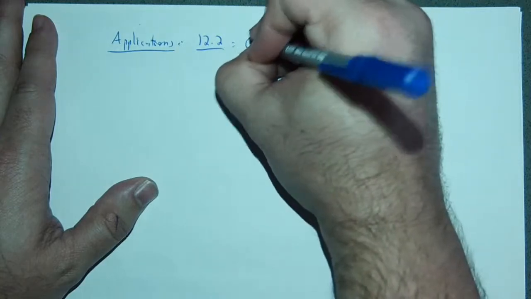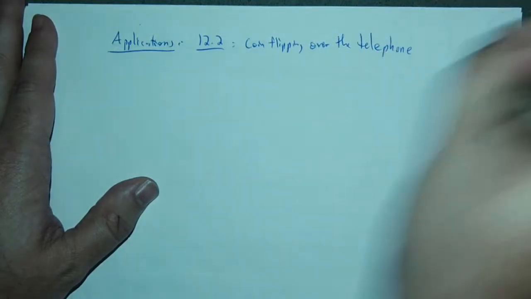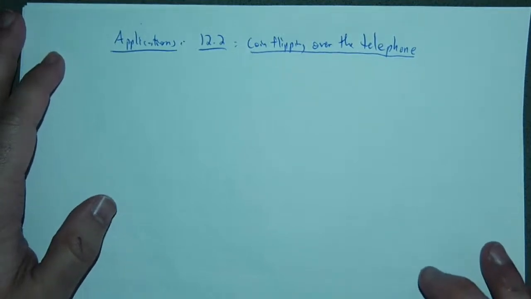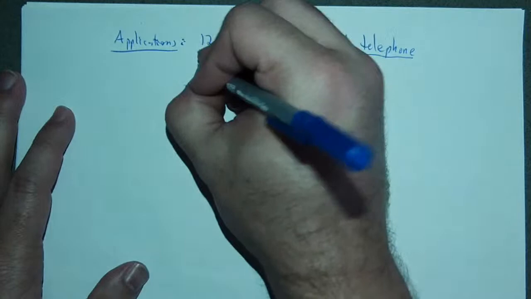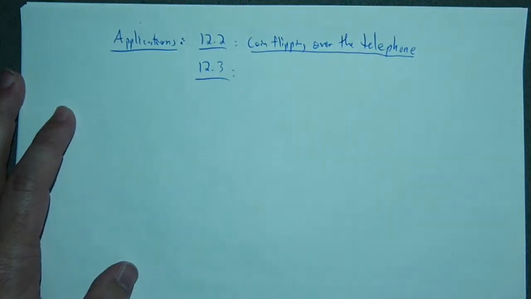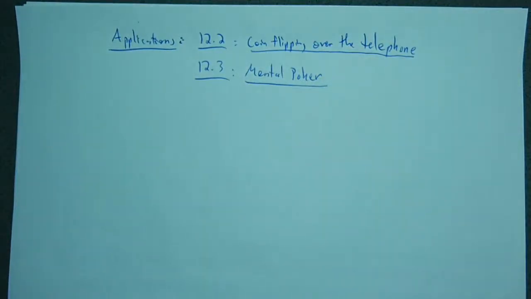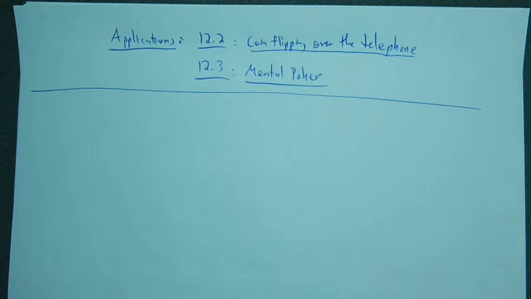12.2, this is coin flipping over the telephone. This is a secure way to have two people flip coins over the telephone and be reasonably sure that they're telling the truth for the result. This is a way of remotely coin flipping without being 100% reliant on the physics involved. And 12.3 is mental poker. It's another application of this sort of stuff. So you can read those if you're interested. Those are really short sections, but it gives an example of what you can do with the ideas behind this key establishment system.